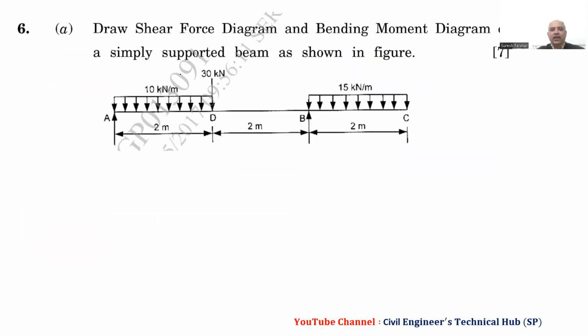Now we have this problem: draw the shear force diagram and bending moment diagram of a simply supported beam as shown in the figure. So now we have to find out the value of VA and the value of VB.